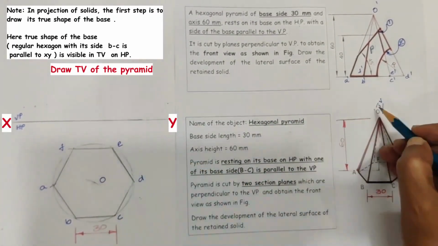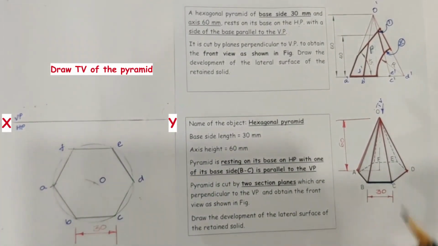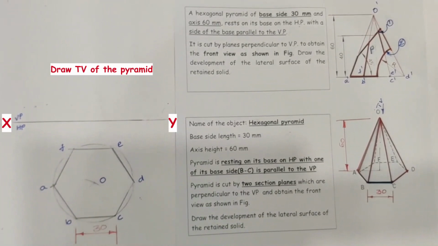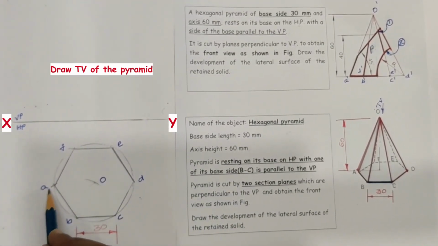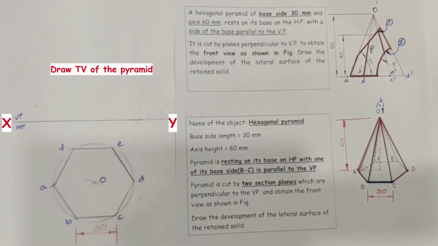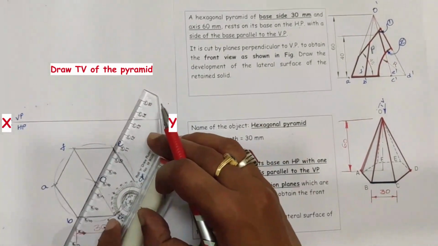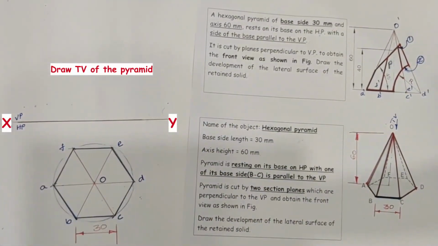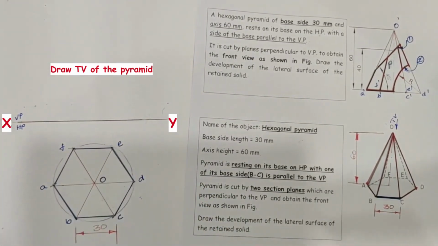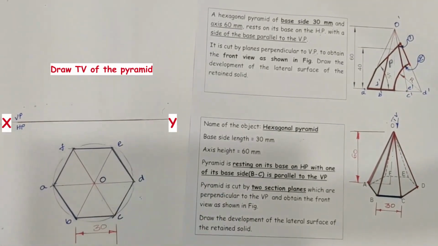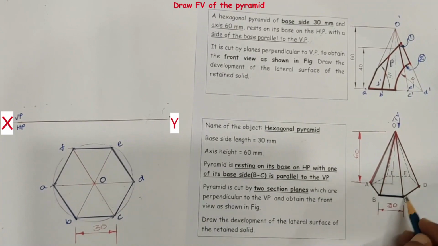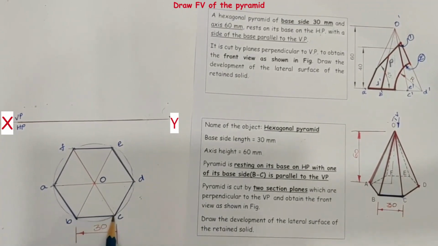Here O is the image of the apex point in top view. Then we need to draw the images of the slant lines, say OA, OB, OC, OD, OE, OF, in the top view. For that we need to join the points O to A, B, C, D, E and F with straight line segments. Here OA, OB, OC, OD, OE and OF are the images of the face edges of a hexagonal pyramid in top view. With this we completed drawing the top view of a hexagonal pyramid when it is resting on its base on HP with one of its base sides parallel to the vertical plane.